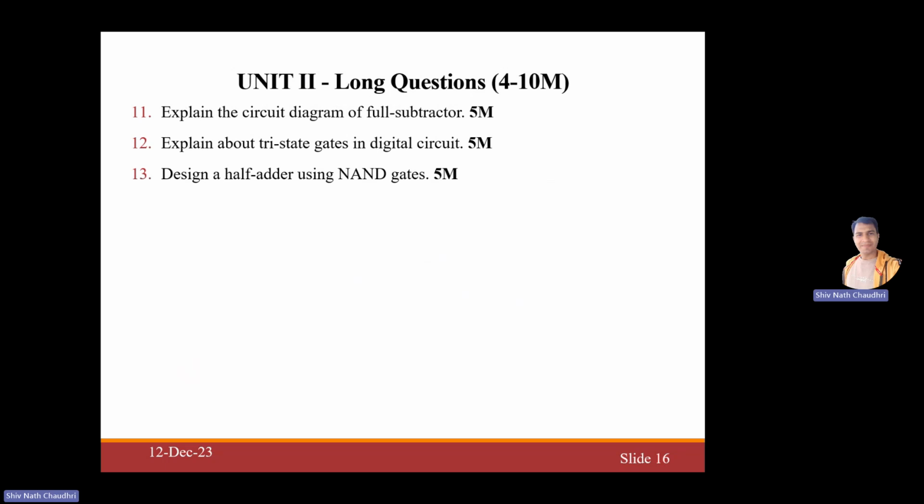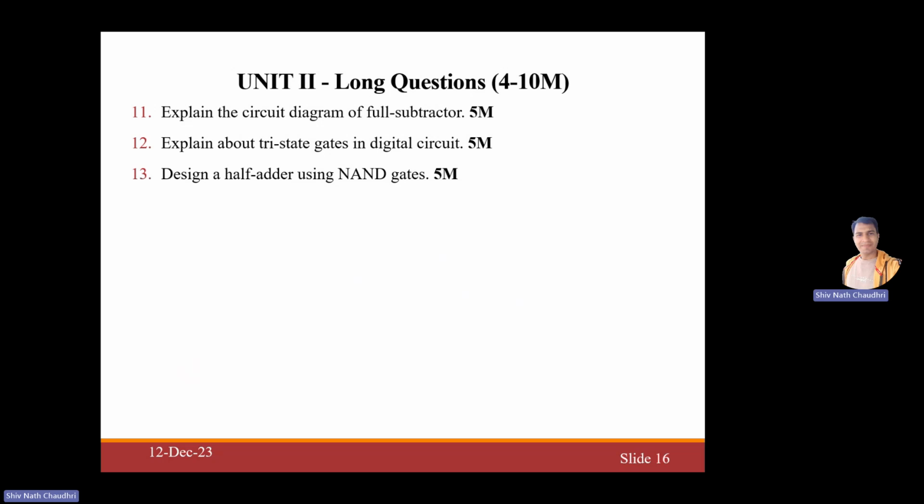The 11th question is asked, explain the circuit diagram of full subtractor. So all these questions are just theoretical paragraph or theoretical construction of each topic, means each combinational circuit. So this is a very easy question. If you have prepared any topic, then you can easily write for 5 marks or 10 marks.